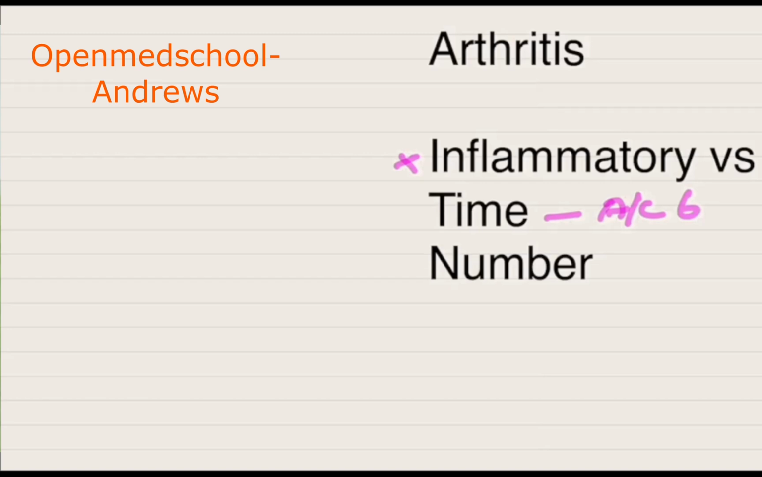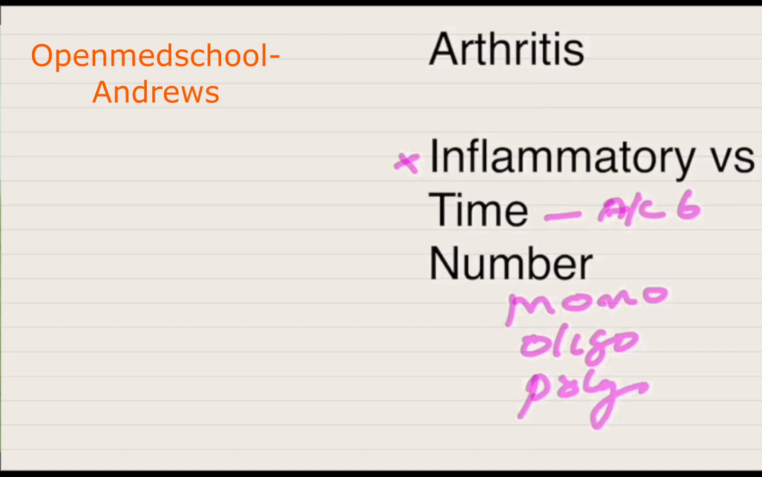Depending on the number, you divide into monoarthritis, oligoarthritis and polyarthritis. Poly means more than 4 joints. 2 to 4 is oligoarthritis. So now we'll be discussing one case.